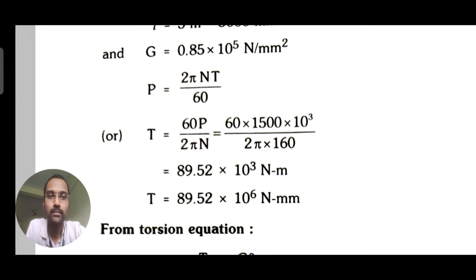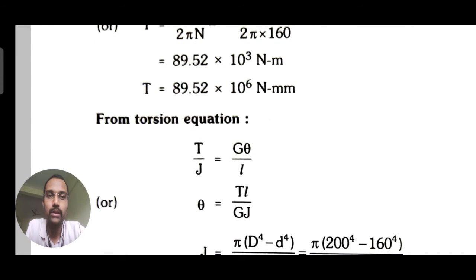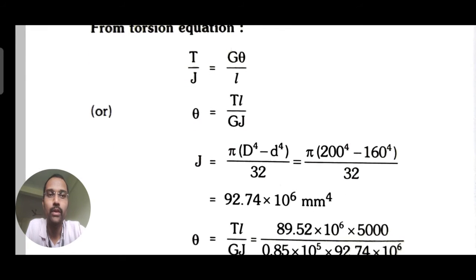To simplify that, first you can convert the torque in terms of Newton mm. Now you have one unknown value, that is theta. Next you know the L and you know the G and you don't know the J. Again you have to calculate the polar moment of inertia for the hollow shaft.